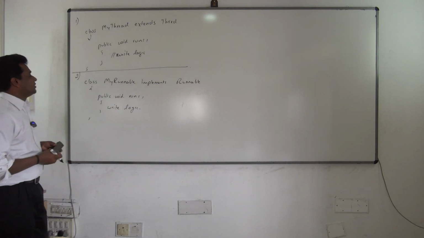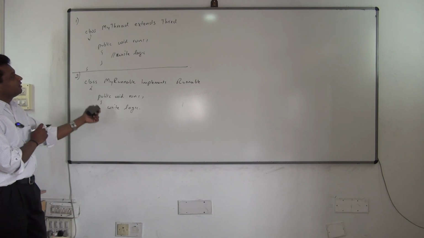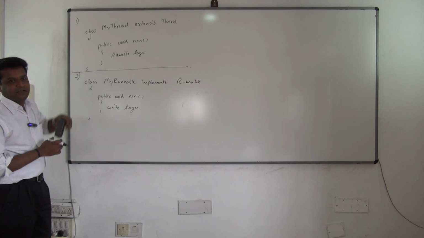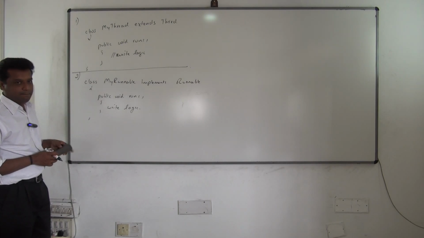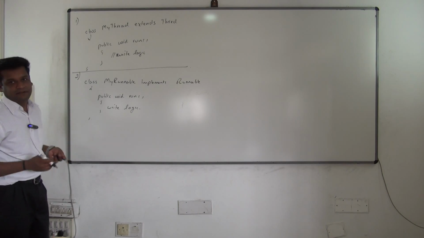It is your wish now. You can choose any option, but write the logic in run method and put it inside any of the class. One class can extend, and other class can implement. And yesterday we discussed always implementing is better. So this is called as defining a thread. First you define your thread and then start your thread.